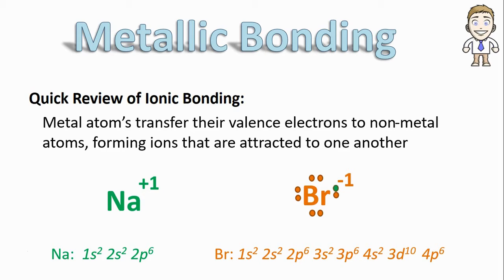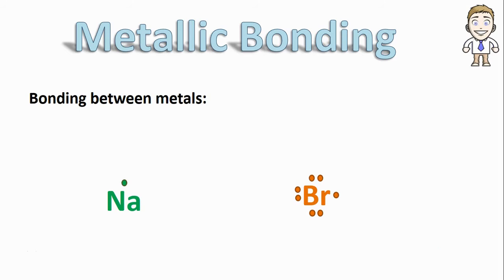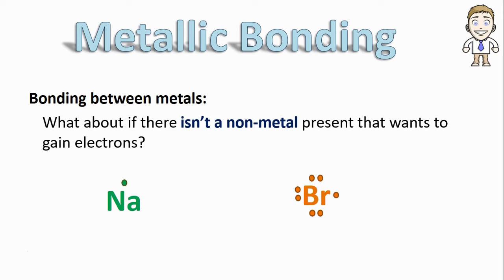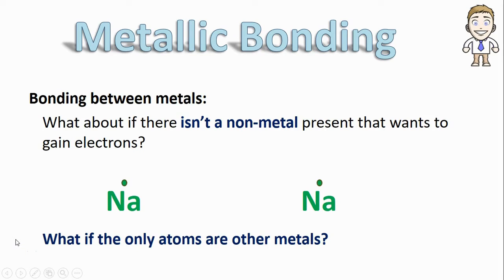That's the ionic bond. This video asks the question, what about if you didn't have a nonmetal present that was willing to gain electrons? What if the bromine wasn't there? Or what about if the only other atom that was there was another metal, say another sodium atom? This second sodium atom is just like this one. It doesn't want to gain electrons. It will only lose them.